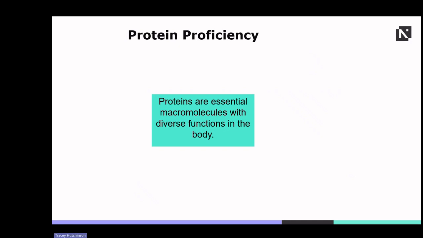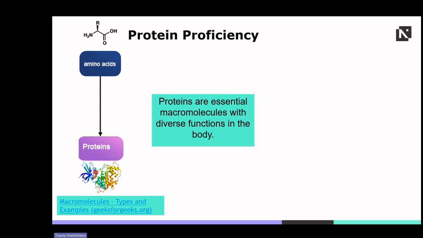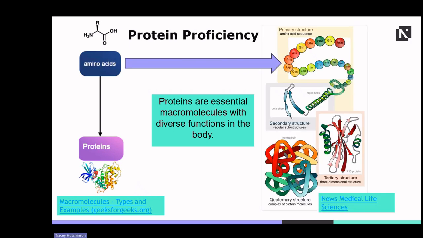Proteins are the workhorses of life, performing an array of functions from catalyzing chemical reactions to providing structural support. Understanding their structure and function is key to unlocking the mysteries of life itself. Proteins are essential macromolecules with diverse functions in the body. Amino acids are the building blocks of proteins, with each amino acid differing in its side chain. The structure of a protein determines its function, with variations in shape influencing its role in biological processes.